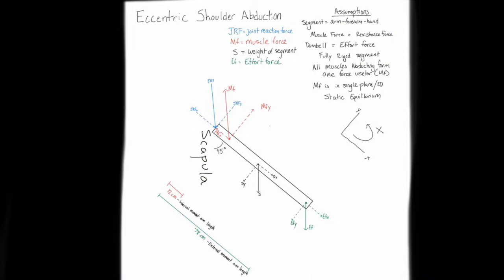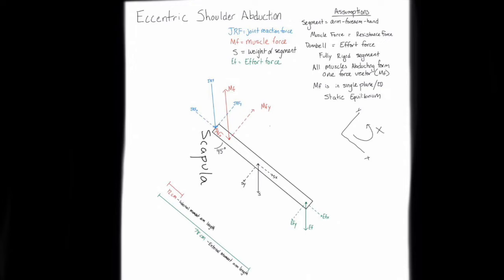The force diagram here is showing the segment of interest, being the arm-forearm-hand segment, at a 45-degree angle with the scapula. The joint reaction force is shown in blue, labeled JRF. The red MF stands for the muscle force, the black S stands for the weight of the segment, and the green EF is the effort force. Also shown are the X and Y components of each force vector.